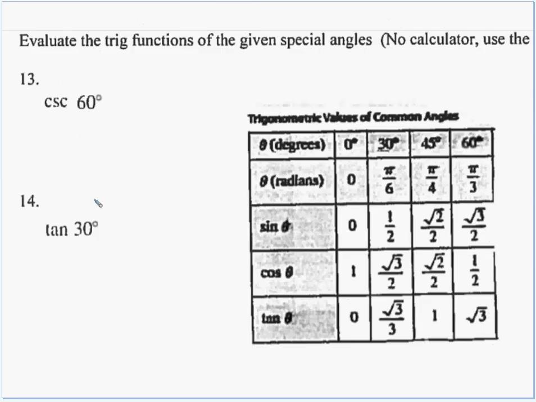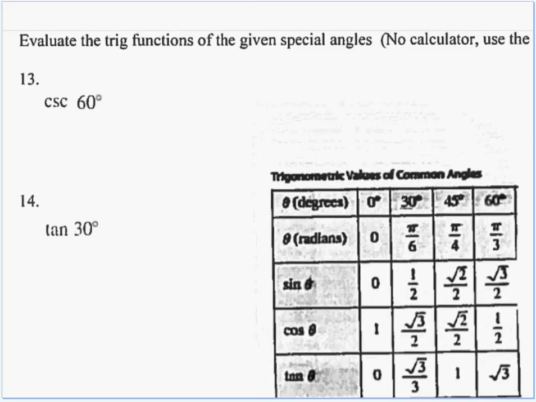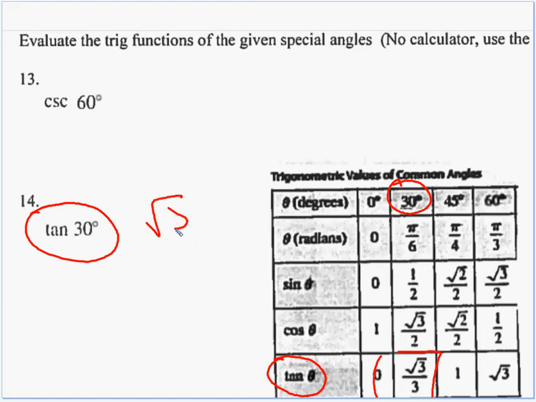All right, these next couple, these come right off the table. The table will also be provided on the test. So first, let's do 14 first. It's the easier of the two. Tan of 30. Well, here's our tan row. Here's our 30-degree column. They intersect right here at the square root of 3 over 3.